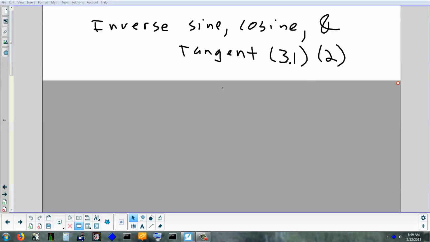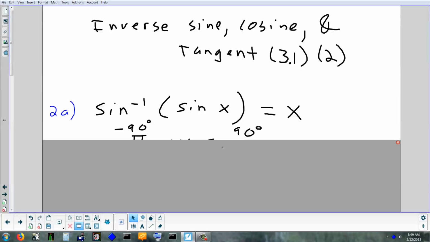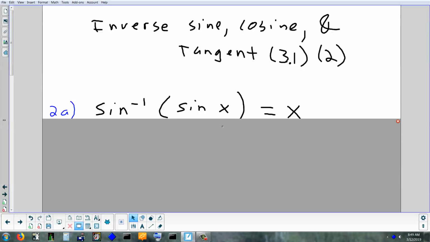Right, we'll take a look at the second part of section 3.1, and then we'll look at the first part of section 4.1. So we talked a little bit about inverse sine yesterday, and basically inverse sine is the opposite, or it undoes regular sine.